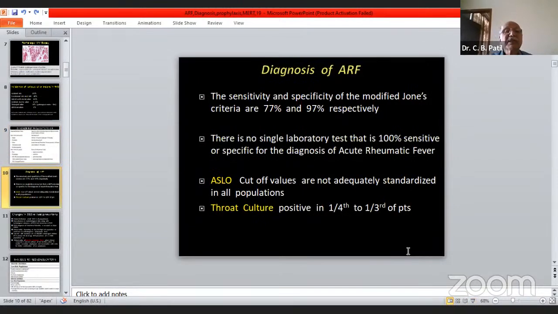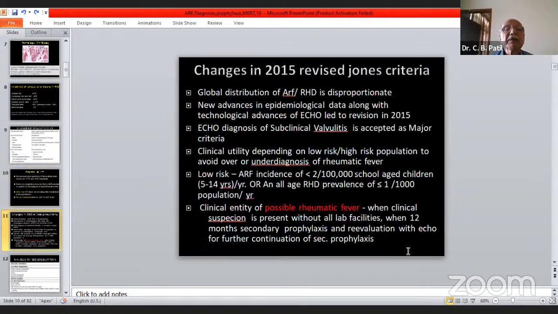So for the diagnosis of ARF, the sensitivity of the modified Jones criteria is 77% and the specificity is 97% respectively. There is no single laboratory test that is 100% sensitive or specific for the diagnosis of acute rheumatic fever. ASLO cutoff values are not adequately standardized in all populations. Throat culture is positive in only 1/4 to 1/3 of patients.